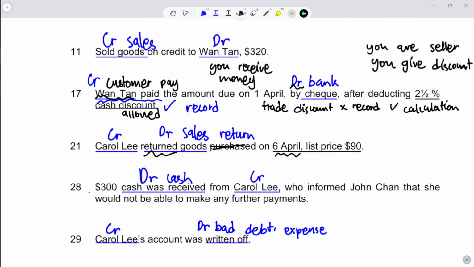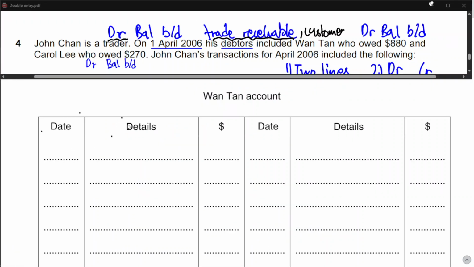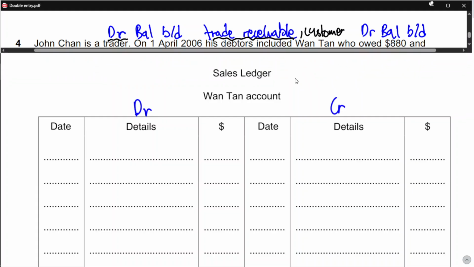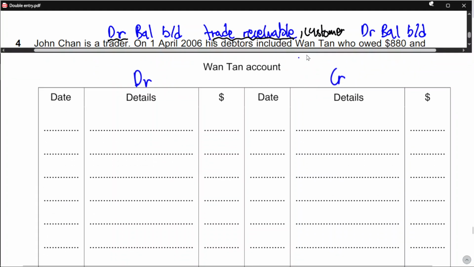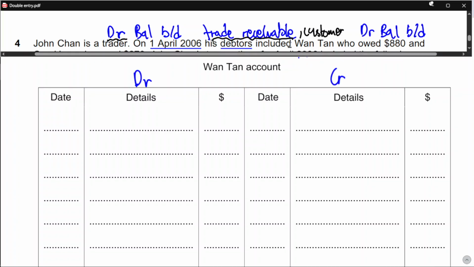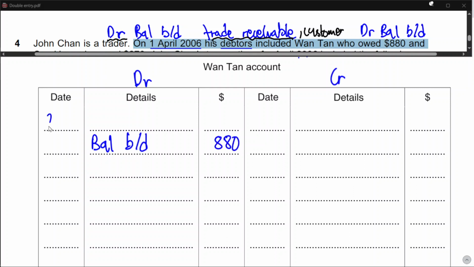Now let's record the thing. For this account, we have debit and also we have credit. So let's see the first line. The first line, one time debit balance BD, one time debit balance BD by 880. On this day.